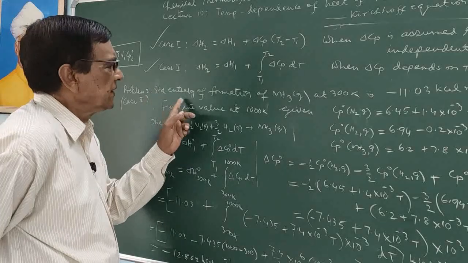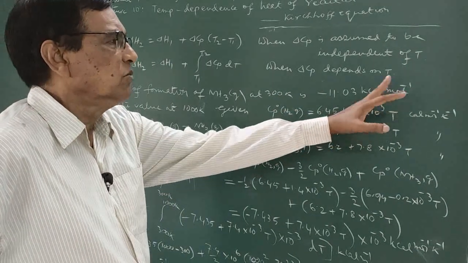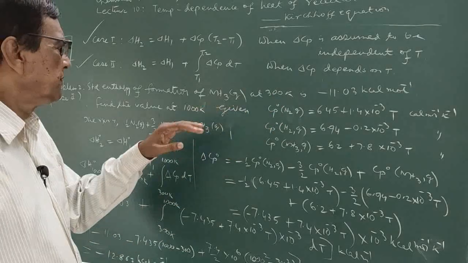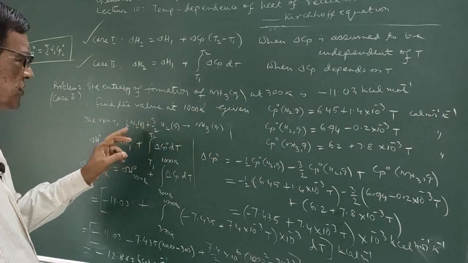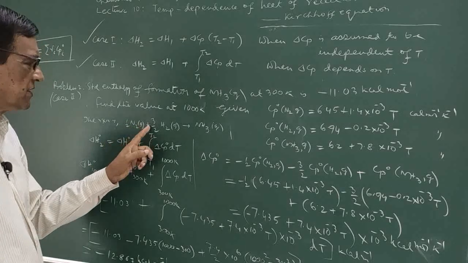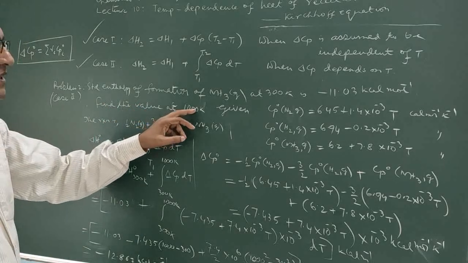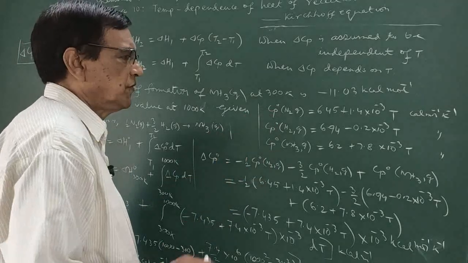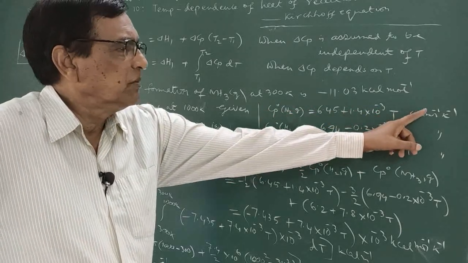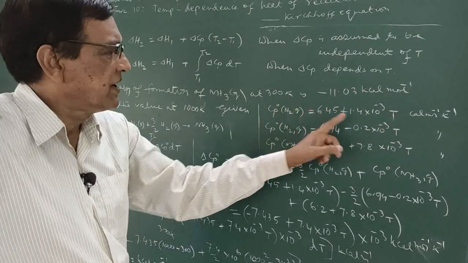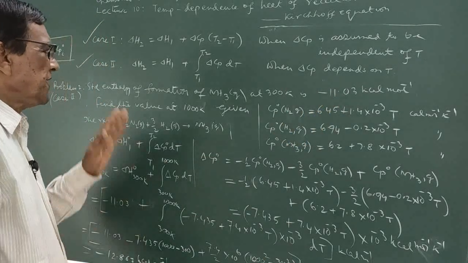Here the standard enthalpy of formation of ammonia gas at 300 Kelvin is given in kilocalorie per mole. That means the reaction is: 1 mole of ammonia is formed in the gaseous state from its constituent elements, half nitrogen gas plus 3/2 hydrogen gas. Find the value at 1000 Kelvin, given the heat capacity values for the respective components, which are functions of T, in calorie per mole per Kelvin.